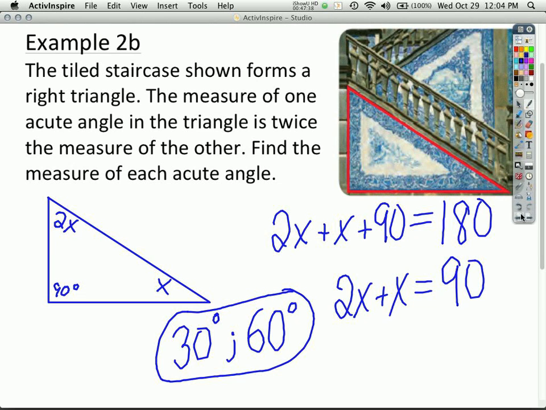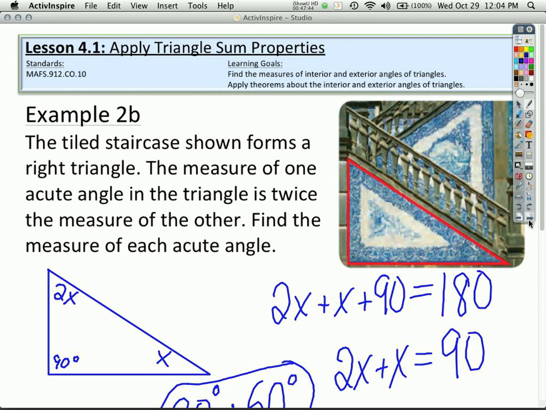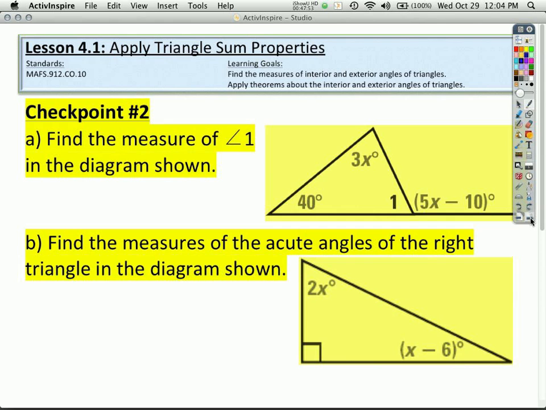So within two examples, we've actually shown that we can use three different theorems. Here we use the external angle theorem, and here we use the corollary to the triangle sum theorem or the triangle sum theorem. Anyone have any questions about either of those? All right, let's see how you do on your own.